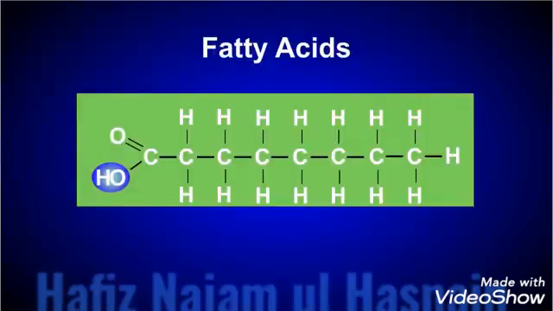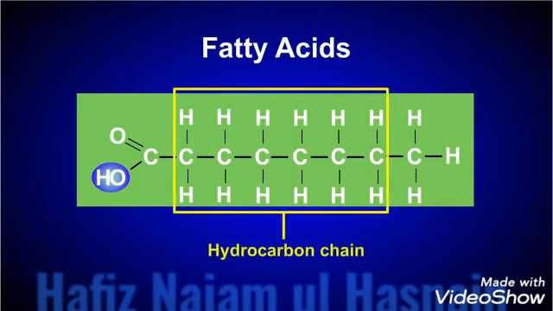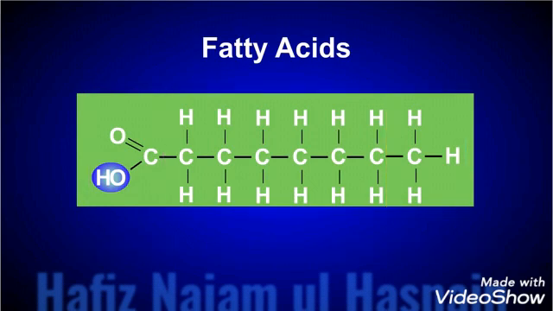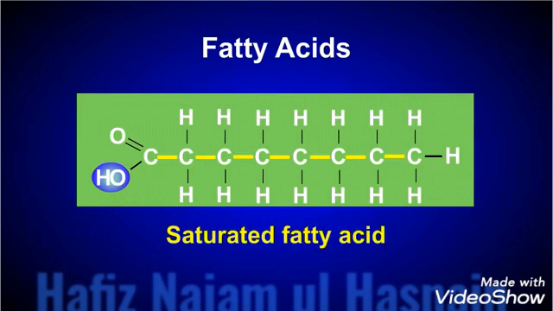Let's take a quick look at fatty acids. A fatty acid has three main parts: a chain of carbon and hydrogen atoms called the hydrocarbon chain, a methyl group at one end, and an acid group at the other end. Fatty acids can either be saturated or unsaturated. A fatty acid that has only single carbon-to-carbon bonds is known as a saturated fatty acid. This is because the carbon chain is saturated with all the hydrogen atoms it can hold.